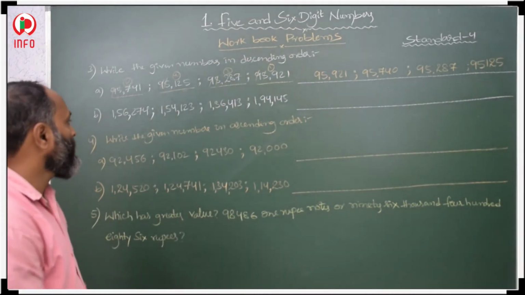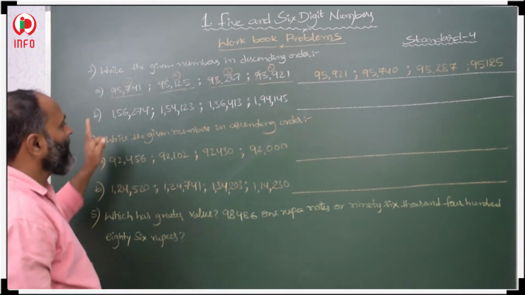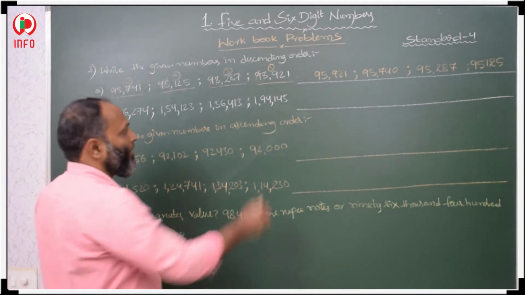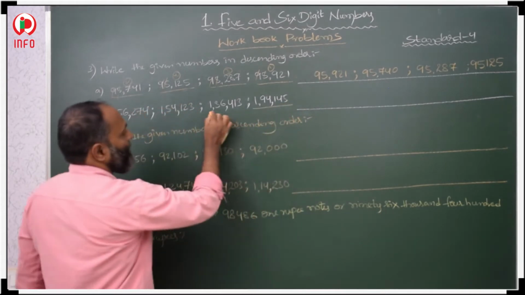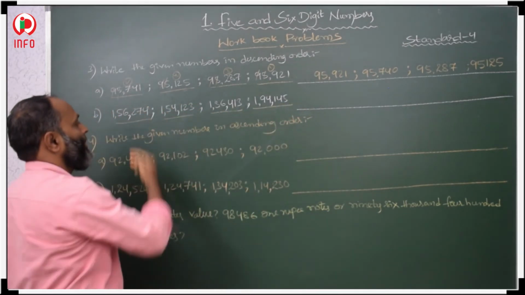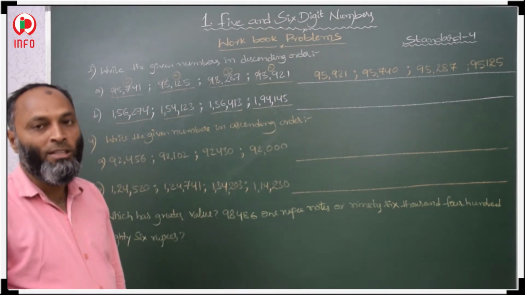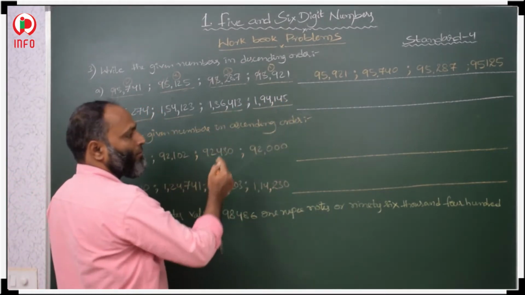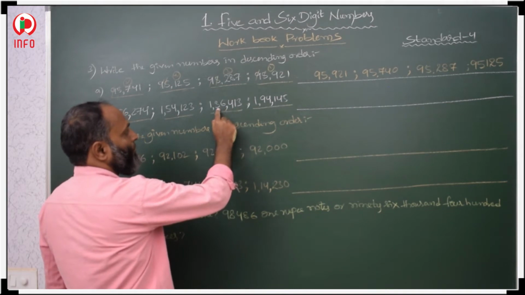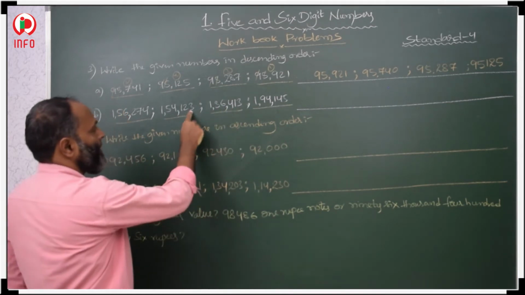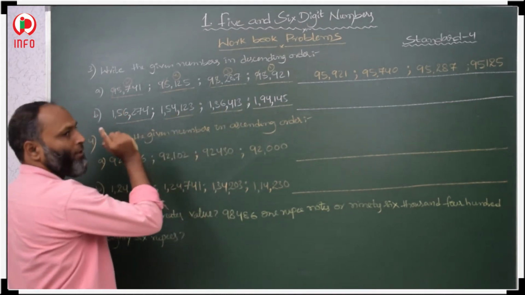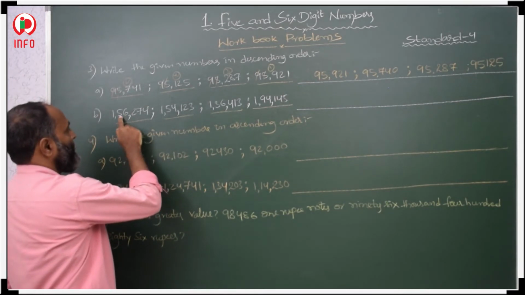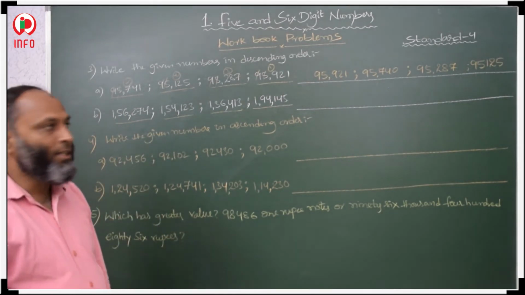Now the second question. First we have to count the number of digits. How many numerals are there? 1, 2, 3, 4. 4 numerals. In these 4 numerals we have to count the number of digits: 1, 2, 3, 4, 5, 6. In all, 6 digits are there.